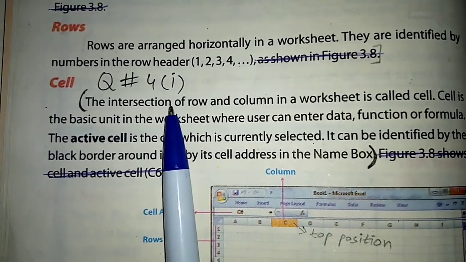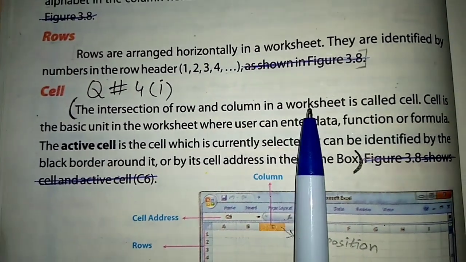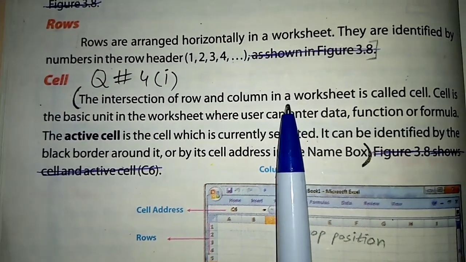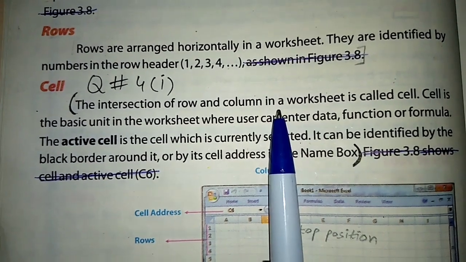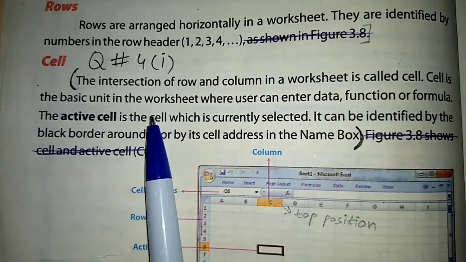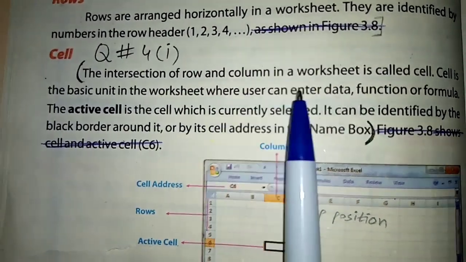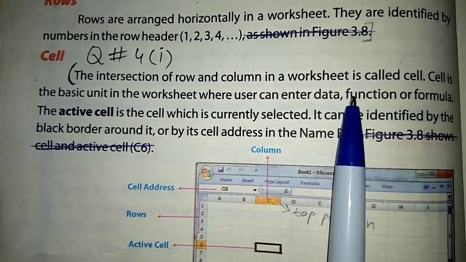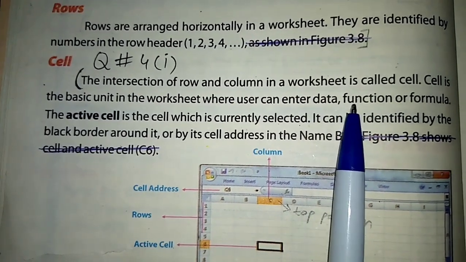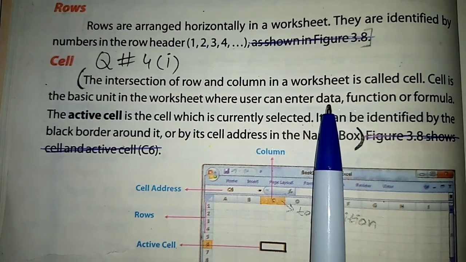Next is cell. The intersection of row and column in a worksheet is called cell, or we can say that the area where rows and columns intersect is a cell. Cell is the basic unit in a worksheet where we can enter data, we can write function, we can write formula, we can modify data, or we can perform calculations.